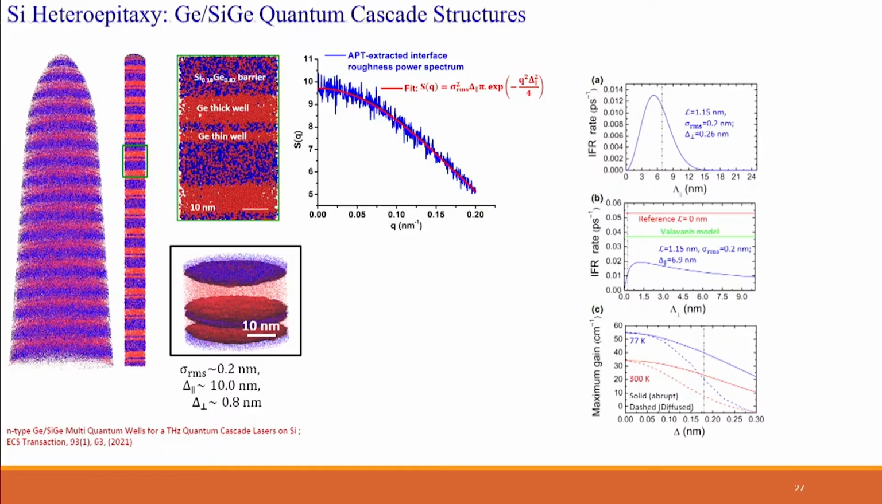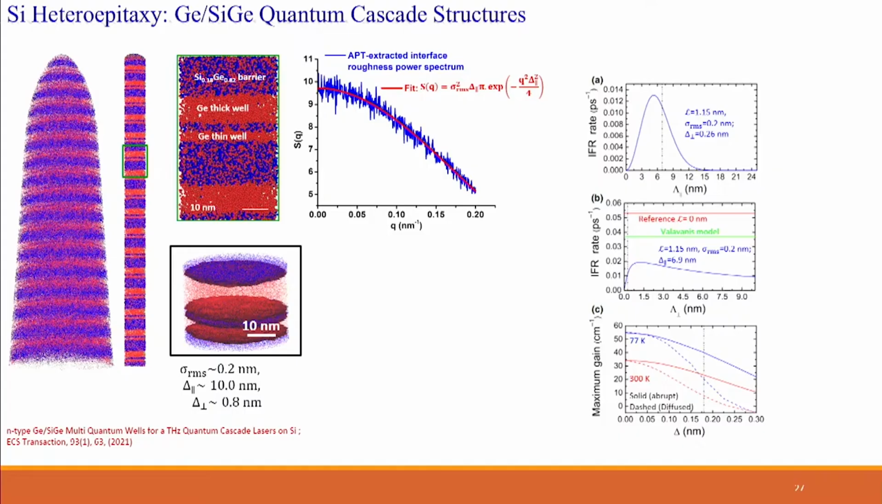For example, we have run the roughness power spectrum. You fit it with a Gaussian. You get the RMS roughness of a buried interface, the roughness correlation length of a buried interface, and whether there is any vertical correlation of these buried interfaces.